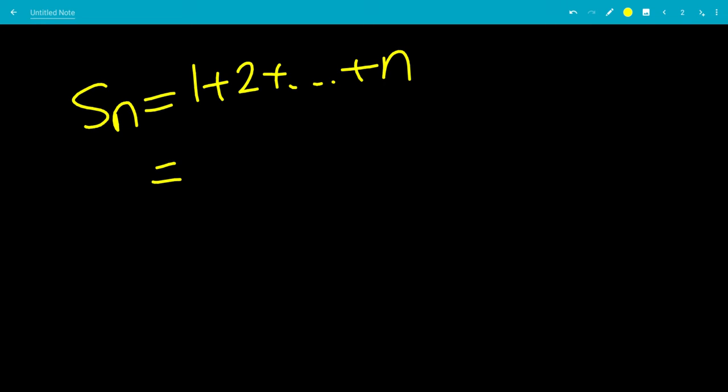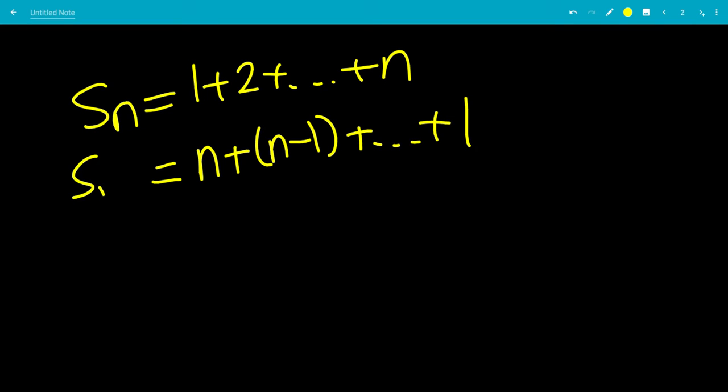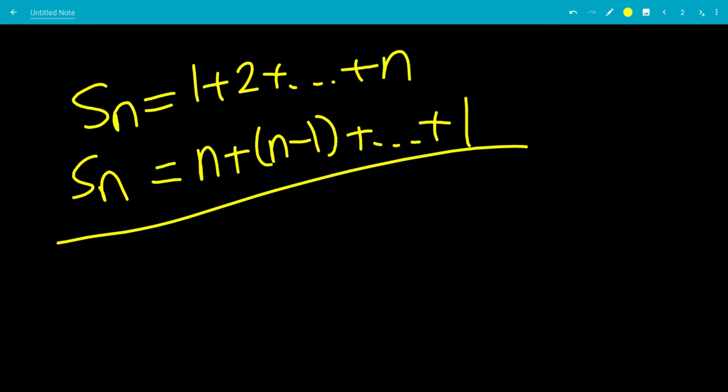Okay, we're going to call this s of n. So this will be 1 plus 2 plus dot dot dot plus n. This could also be written backwards, so this will be n plus the previous term, n minus 1, all the way up to 1. Okay, good. So we can add these terms up so that we get 2s of n on the left-hand side.